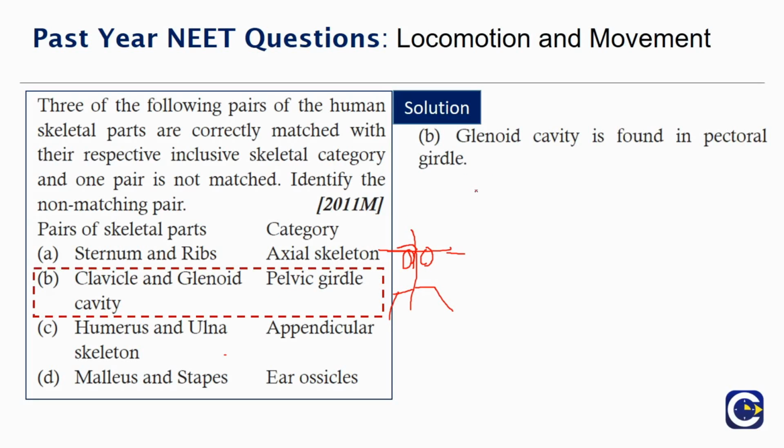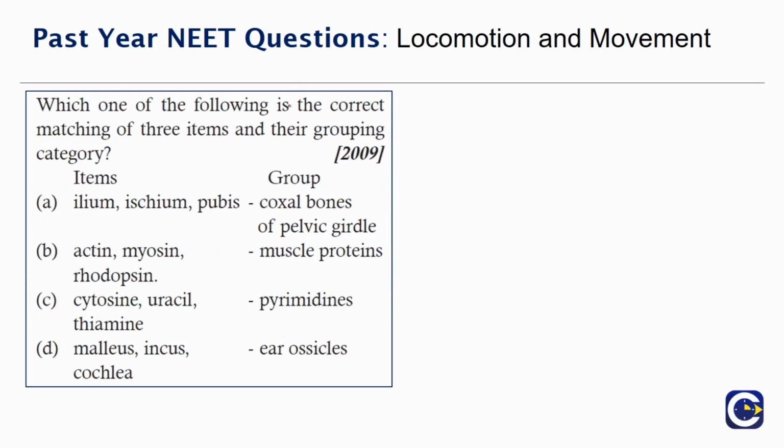So moving on to the next question. Which one of the following is the correct matching of three items and their grouping in the categories? So we have been given a match question again. Ilium, ischium, pubis, coxal bones of the pelvic girdle; actin, myosin, rhodopsin, muscle proteins; cytosine, uracil, thiamine, pyrimidines; malleus, incus, cochlea, ear ossicles. So ilium, ischium, pubis are the coxal bones of the pelvic girdle.